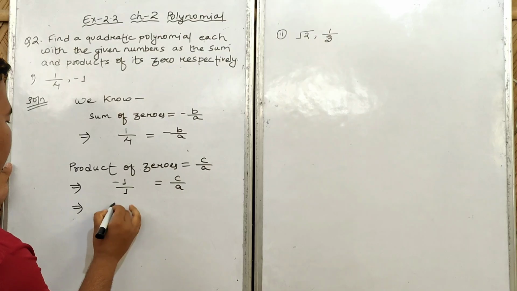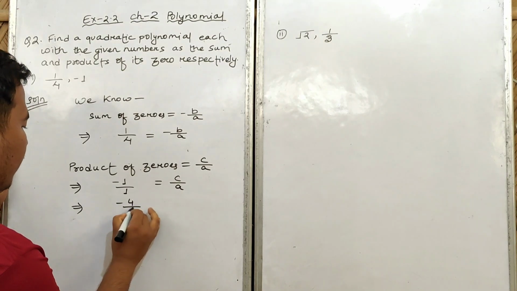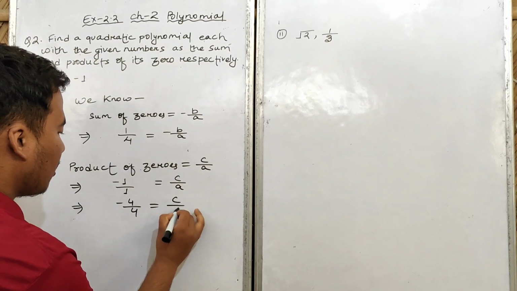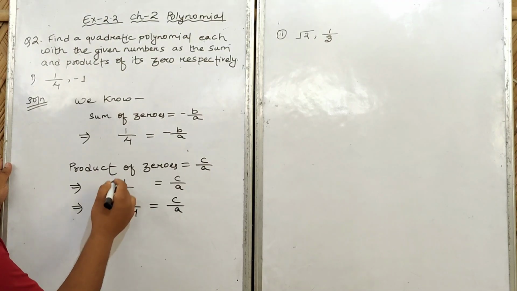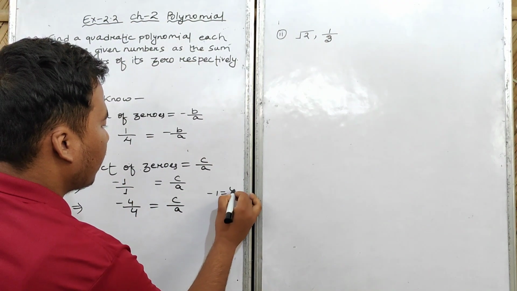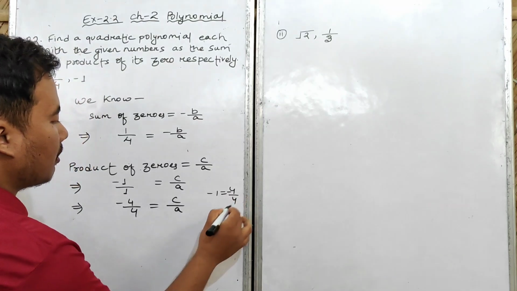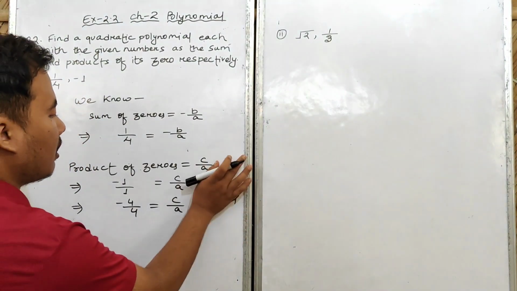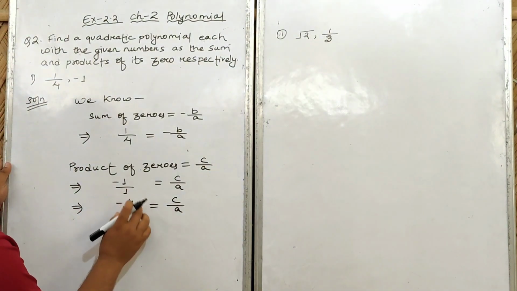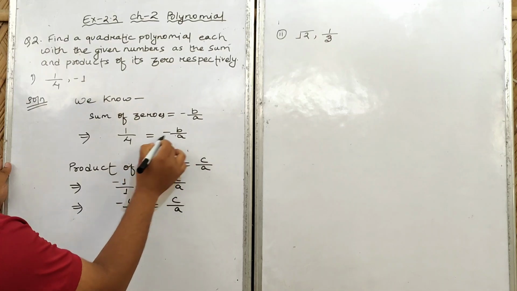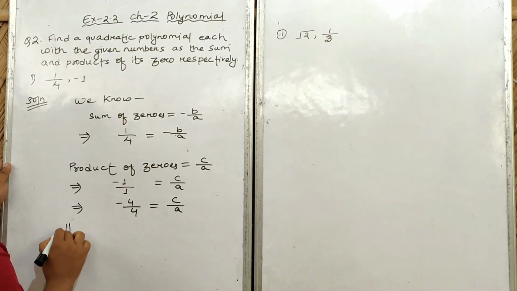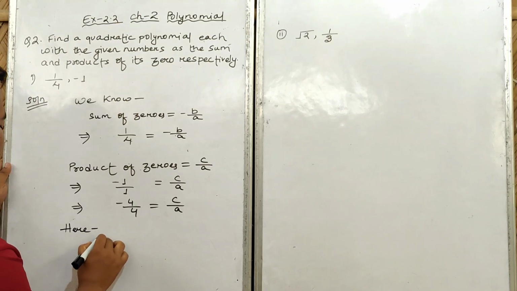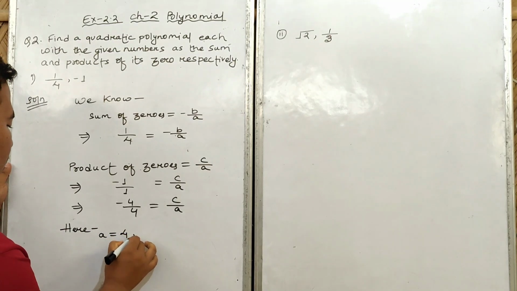So what will we do? See, if you multiply -4/4 equal to c by a. If you cancel this 4 by -4, what you will get? You will get -1 or not. So in place of -1 you can write -4/4. So if you cancel this, you will get -1. Now if you compare a value, how much? 4. Similarly here a value 4. So it is matching. So लिख लो here a equal to 4.